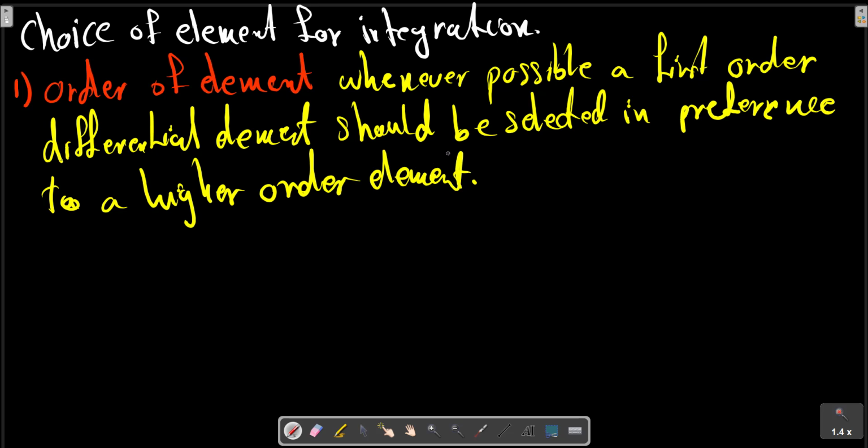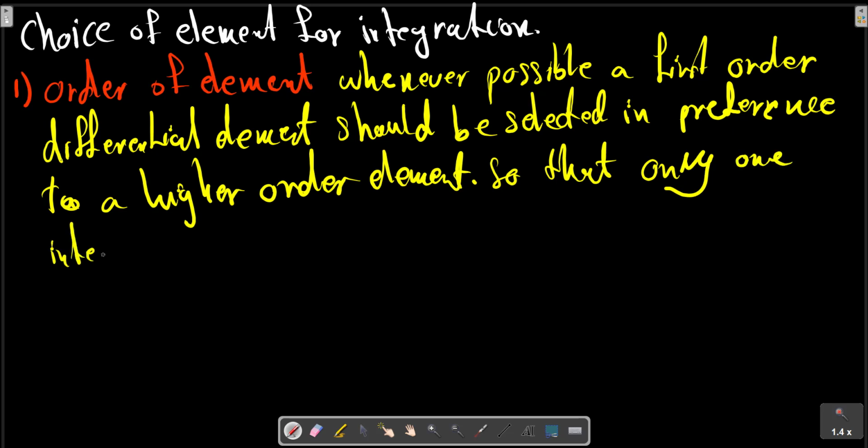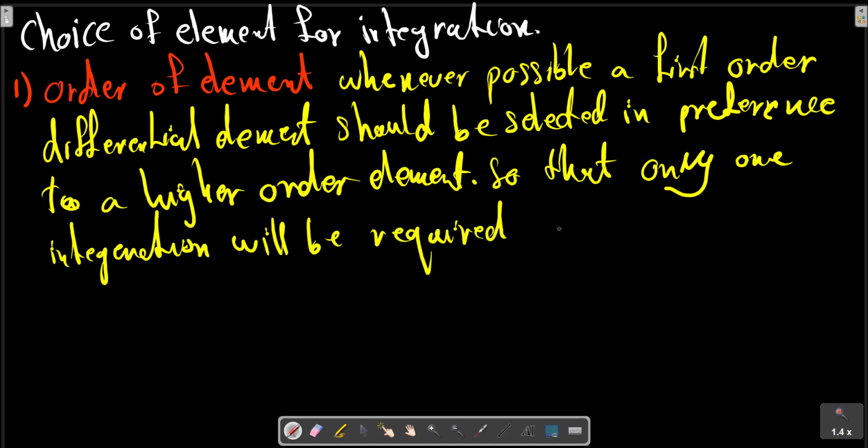So that only one integration will be required to cover the entire figure.